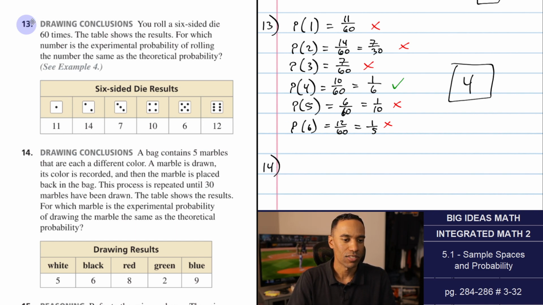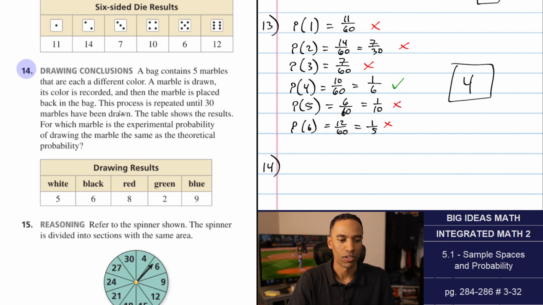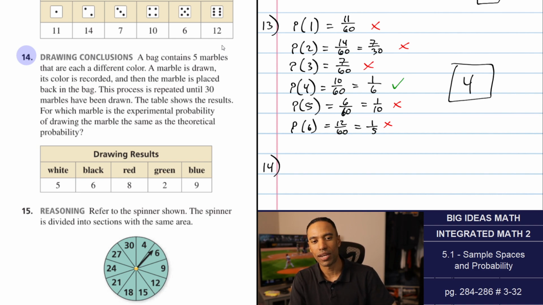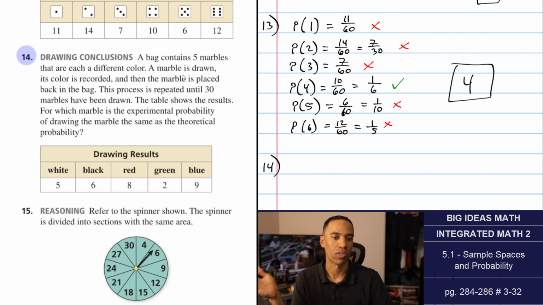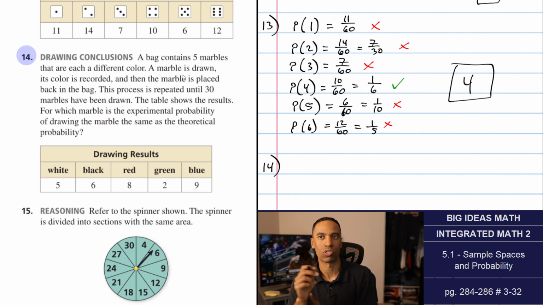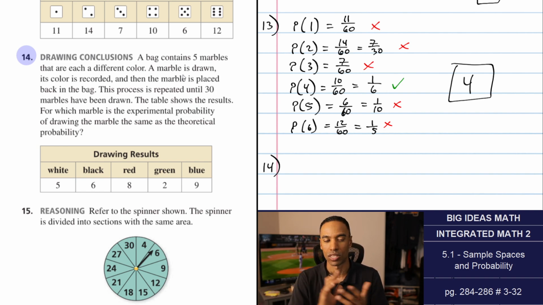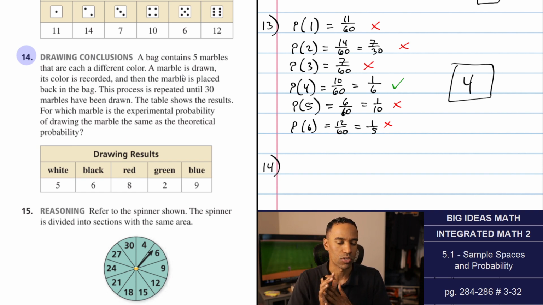Number 14. A bag contains 5 marbles that are each a different color: white, black, red, green, blue. A marble is drawn, its color is recorded, and the marble is placed back in the bag. That's important so that we know you get equal probability there, and like they shuffle it up afterward too. So the one that you place in is equally likely to be drawn again as any other one in there. This process is repeated 30 times, until 30 marbles have been drawn. The table shows the results. Which probability is experimental, same as the theoretical?